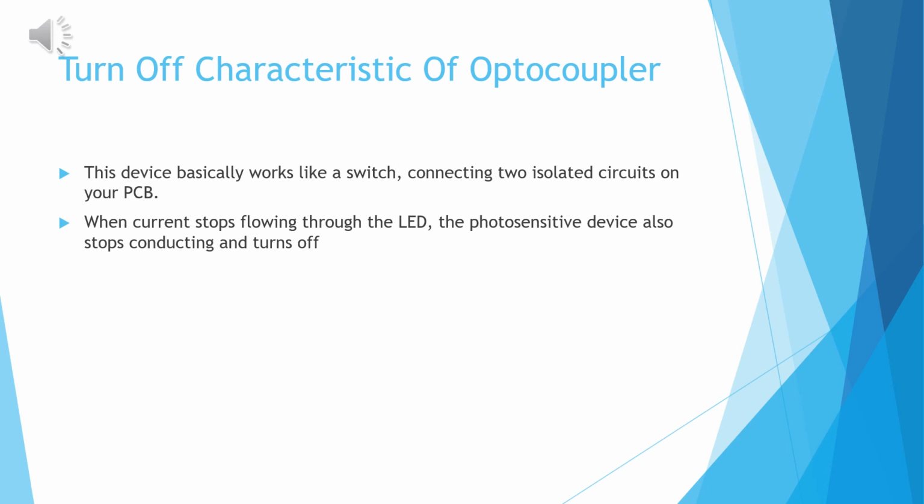Finally, turn off characteristics of optocoupler. This device basically works like a switch connecting two isolated circuits on your PCB. When current stops flowing through the LED, the photosensitive device also stops conducting and turns off.